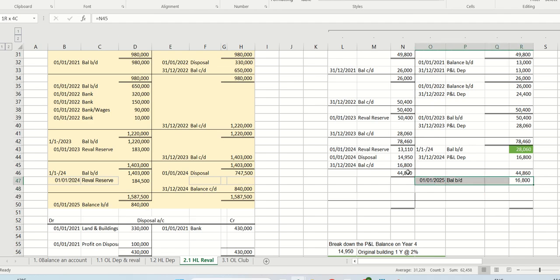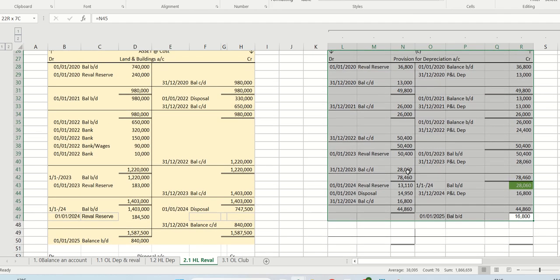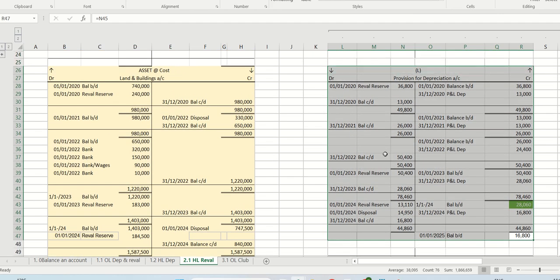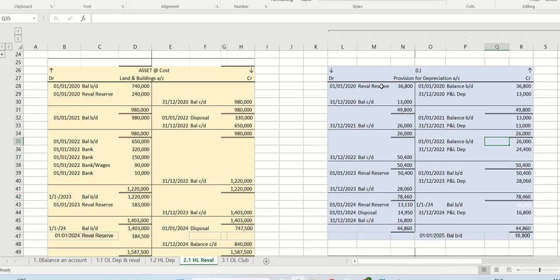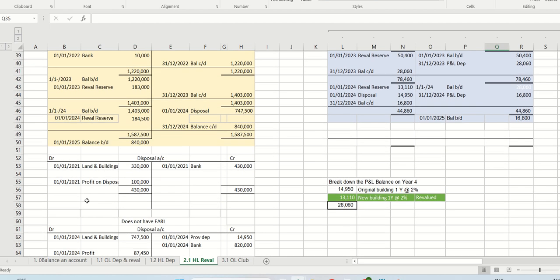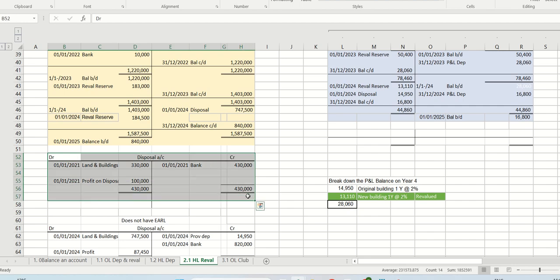Beautiful. That is the end of our provision for depreciation account. Full marks for us there. Well done. Just give that a little colour there so we can see it. Full provision for depreciation account for all of the years. We have our disposal accounts done, so you'll have full marks got on those.